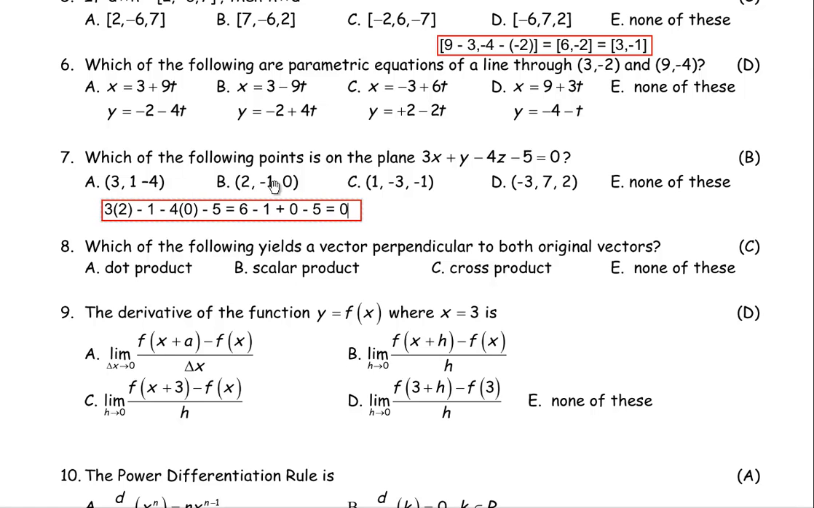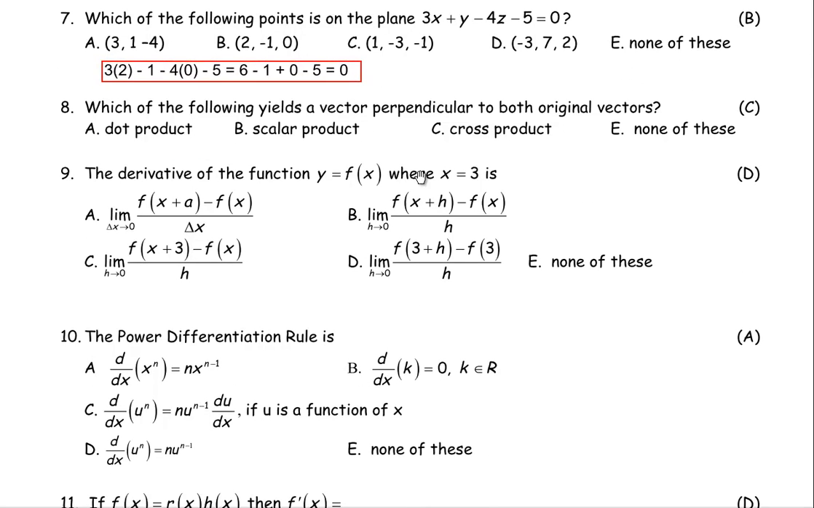If we substitute 2, -1, 0 in, so 2 goes here, the -1 goes in place of y, and then the z is 0. So 3 times 2 is this 6 here, and then minus 1, and -4 times 0, of course, is 0. Now 6 minus 1 would be 5, and then minus this 5 does give you 0. It gives you the value on the right end of the equation, so that point does satisfy the equation of the plane. And so that's why B is the correct answer for number 7.